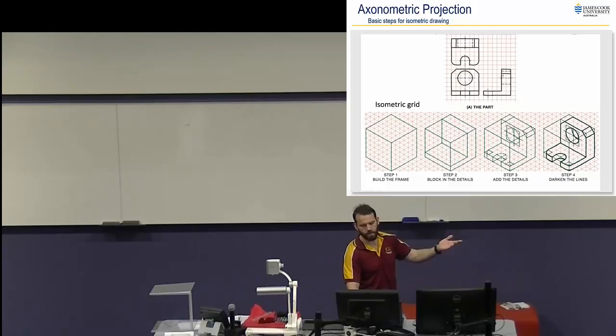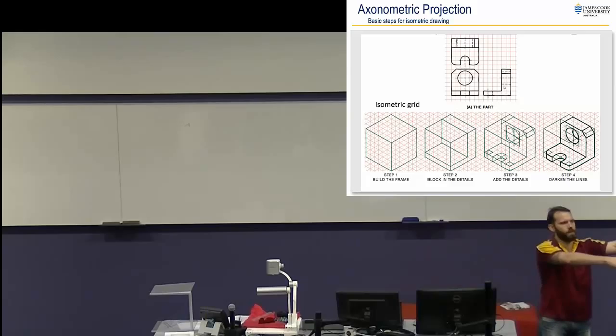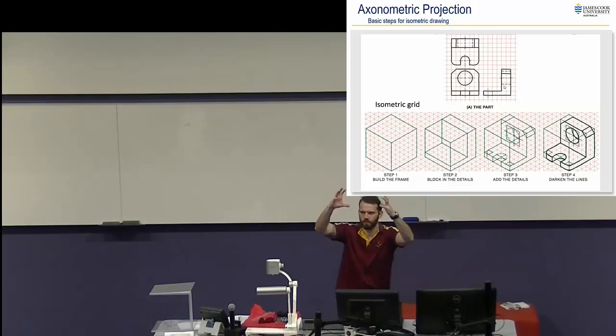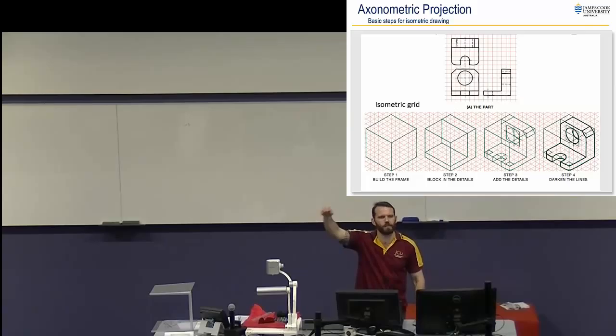Alright? So that's how you go from the oblique projection or the top front side view to the isometric. You just draw a box and you treat that as your viewport. So step two is blocking the details. And we're using pencil and we're doing it lightly so we can rub it out or draw in pen after the fact when we have a finished drawing.